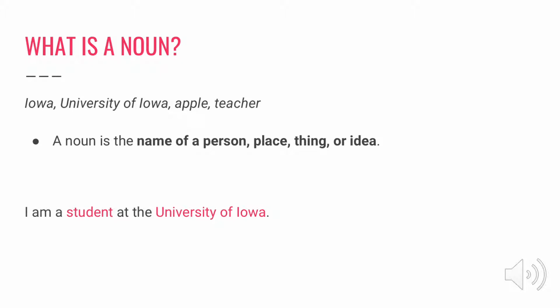Common nouns refer to everyday things. For example, we have apple and teacher, and we have student. And then proper nouns refer to specific things, such as names, and they always begin with a capital letter. So we have Iowa and University of Iowa. Another example of a proper noun would be like Thanksgiving. It's a well known holiday, and Thanksgiving is capitalized, so it is considered to be a proper noun.